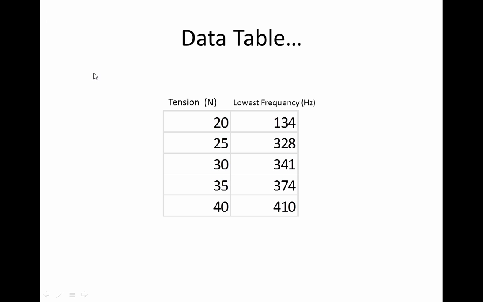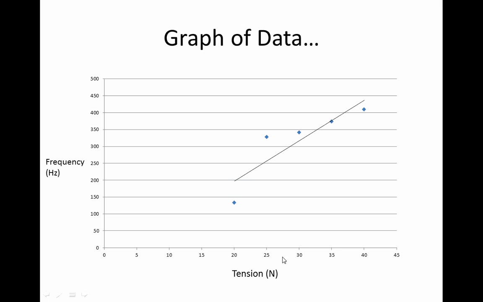This is our data that we got after recording. We increased the tension by 5 each time, as you'll see, and these are the frequencies that we got. It'll be graphed in 1 second. Alright, this is the graph: tension in newtons, frequency in hertz. We applied this line of fit, which we'll talk about more in a second. And the data seems to go upward, as you'll see.